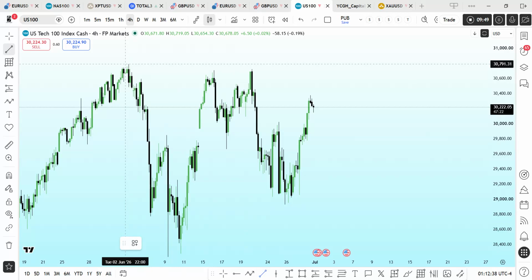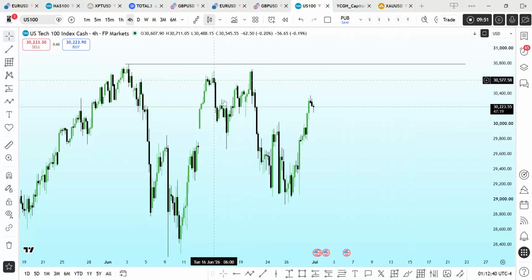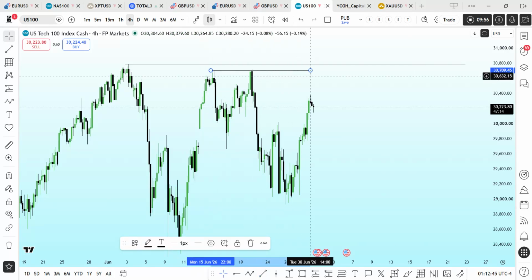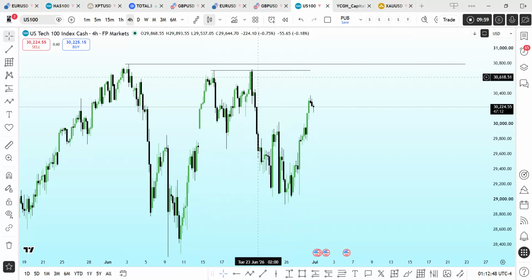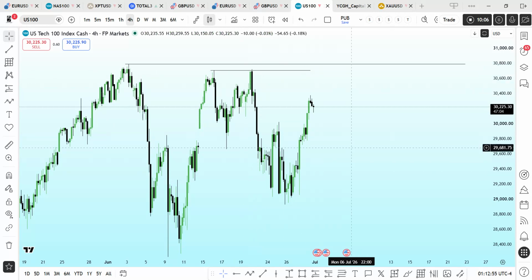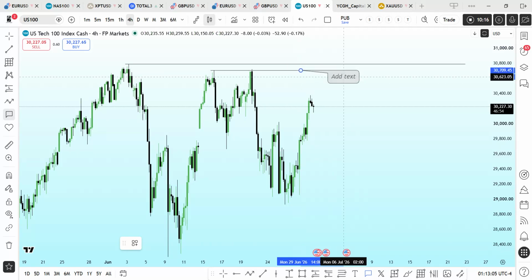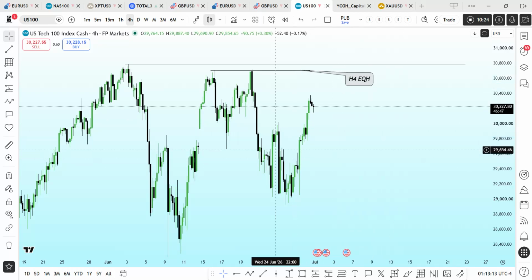this draw, because come on, people will say that this took the liquidity and went down. No, you should see it as an equal high. This one, you can see it as H4 EQH. So that's all. So this is the draw.